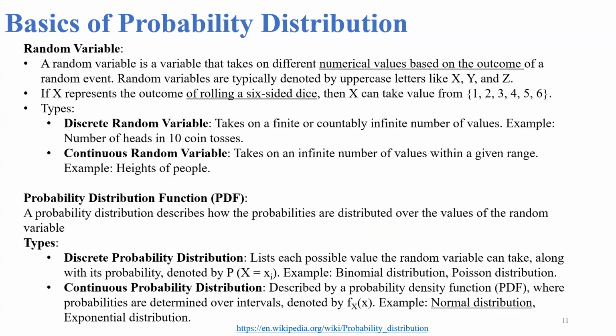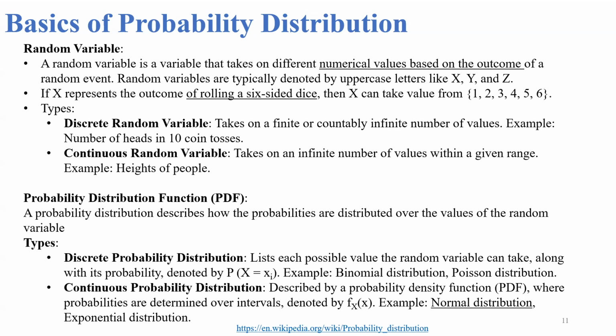Random variable. So this is probability, but more often we deal with probability distribution. And for that, it's important to understand what a random variable is. A random variable is a variable that takes on different numerical values based on the outcome of a random event. Random variables are typically denoted by uppercase letters such as X, Y, Z. If X represents the outcome of rolling a six-sided dice, then X can be represented by either 1, 2, 3, 4, 5, 6. This is the random variable.